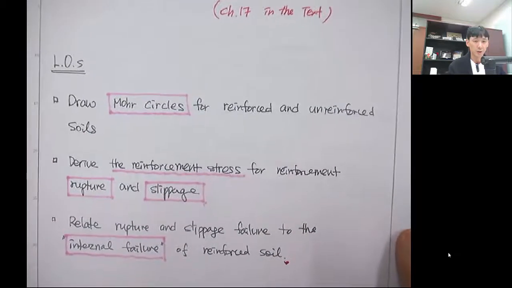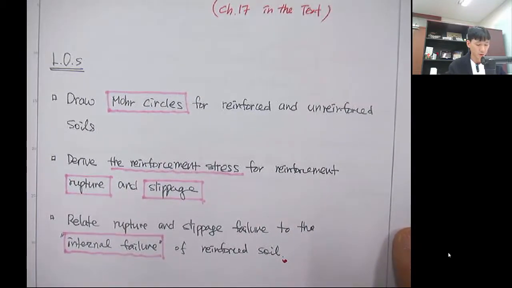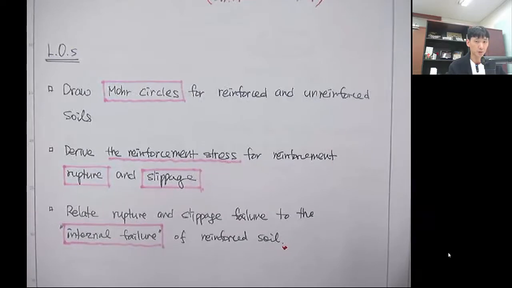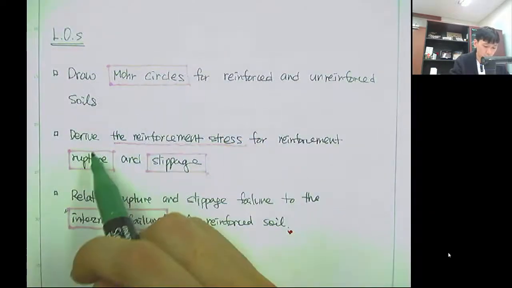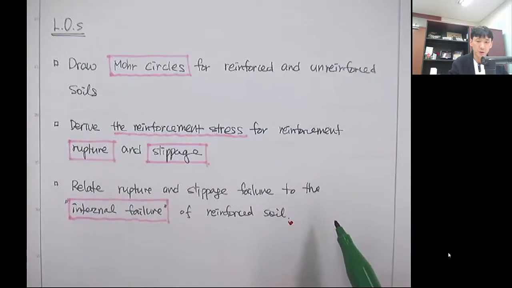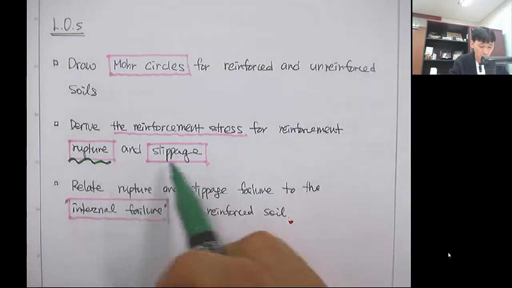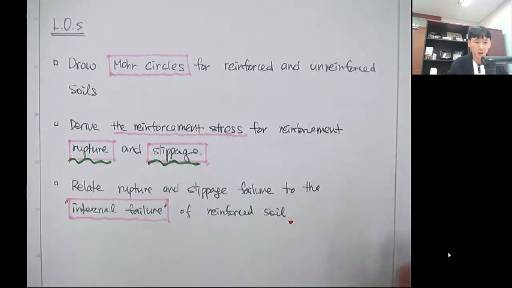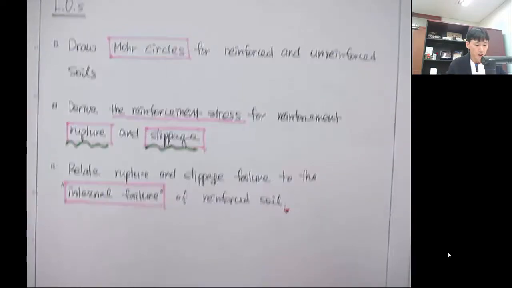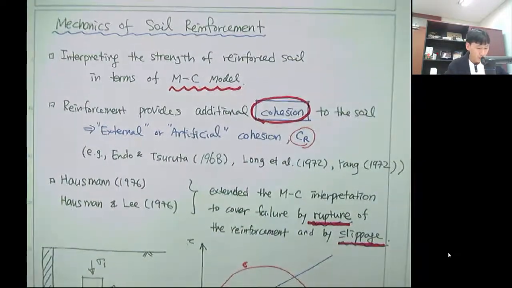The learning objectives of this lecture are, first, to draw some Mohr circles for the reinforced and unreinforced soil. By drawing these Mohr circles, we can find out the effect of reinforcement. The second is to derive the reinforcement stress for the reinforcement rupture and the slippage. We'll see what rupture and slippage mean in a minute. And lastly, to relate the rupture and slippage failure to the internal failure of the reinforced soil. So then let's move on.